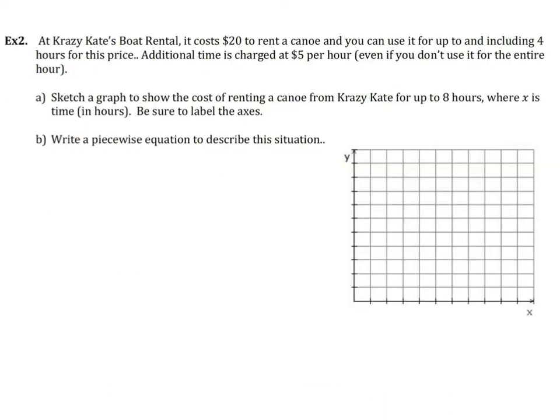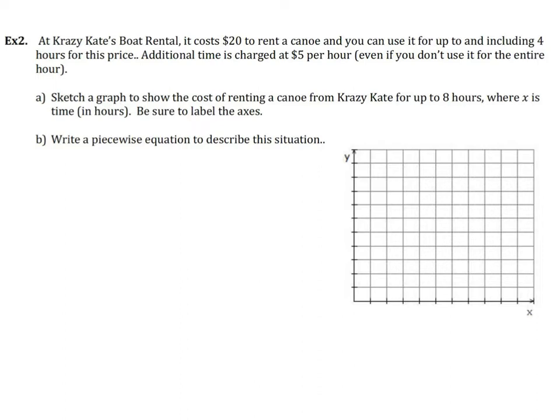Now let's move on to example 2. I want you to give this a go as well. It says, at Crazy Kate's boat rental, it costs $20 to rent a canoe, and you can use it for up to and including 4 hours for this price. So if you are in the canoe for 4 hours, you only have to pay 20 bucks. Additional time is charged at $5 per hour, even if you don't keep the canoe for that entire hour. So if you use it for 4 hours and 10 minutes, you're still going to pay the additional 5 bucks.